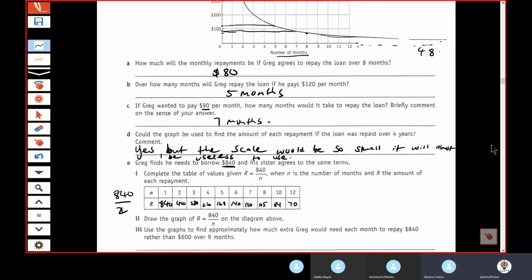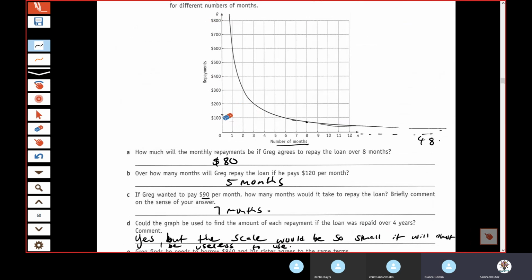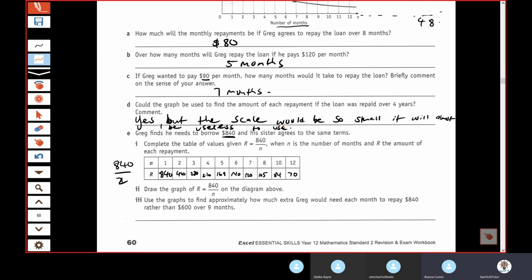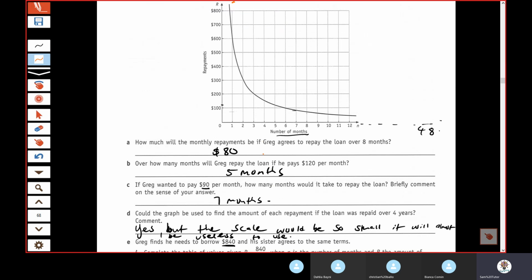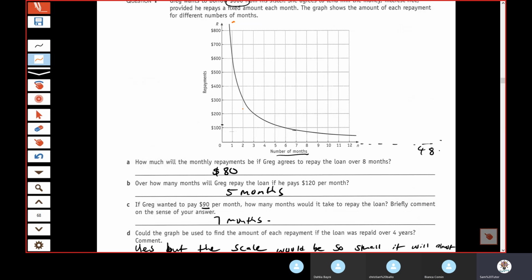One is at 840. So let me rub all this out and draw a different color. At 1, it's somewhere here. At 2, it's 420. 3 is 280. 4 is 210. 5 is 168. Then 6 is 140.